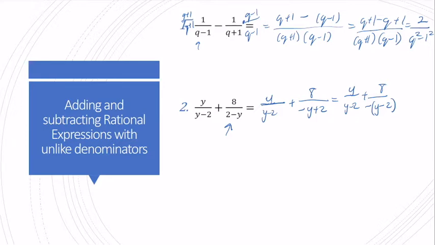So these denominators are not the same, but I could go ahead and distribute this negative from the denominator up to my numerator. So I've got y over y minus 2 minus 8 over y minus 2. Now they have the same denominator, so now I have y minus 8 over y minus 2 as my final answer. So this one wasn't so much finding the least common denominator, but manipulating my denominator to look the same.